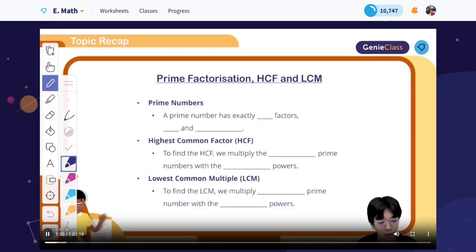Take this as a revision lesson and let us start with the first topic, the recap of the day: prime factorization, HCF, and LCM. This is the very first thing that you learned in Secondary 1, so hopefully you still remember.